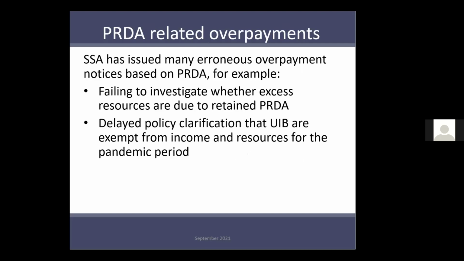Kind of linking the two topics that we're here to discuss today, a lot of this pandemic-related disaster assistance has caused erroneous overpayments. We have seen these notices, for example, because Social Security has failed to investigate whether excess resources in a bank account are due to retained pandemic-related disaster assistance. And we started to see this spring, about a year after the first stimulus payment went out, because Social Security said, okay, well, it's been 12 months since you got that stimulus check and you're still over the resource limit, when in reality, people had received subsequent stimulus payments as well.